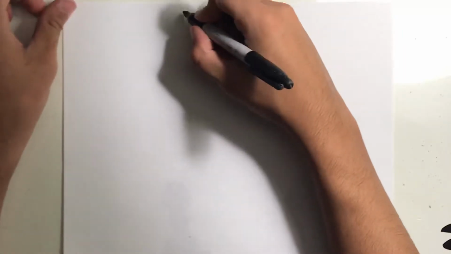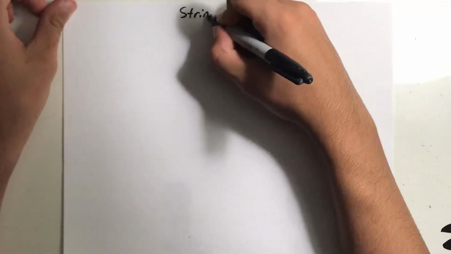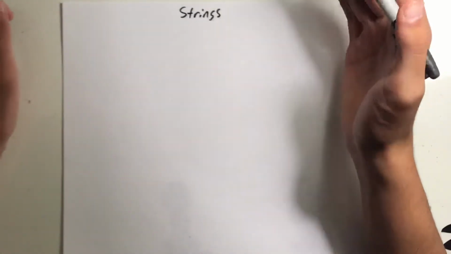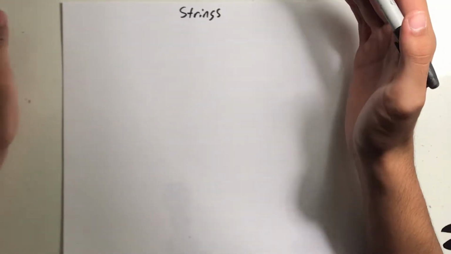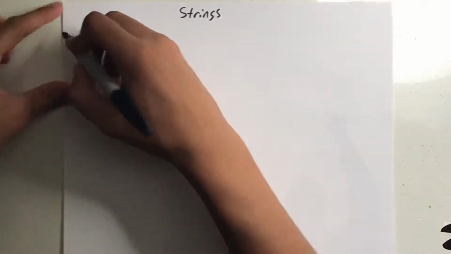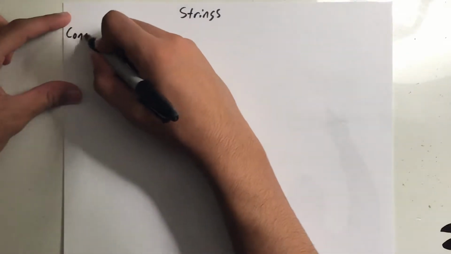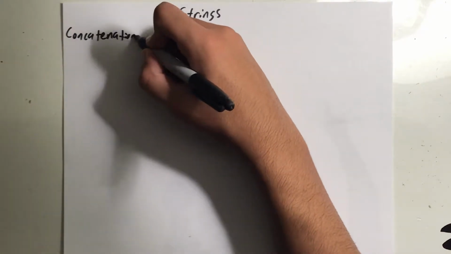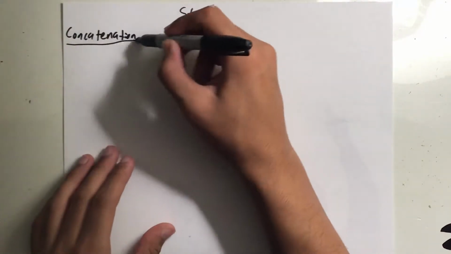Let me title this first. Strings. Now, strings are used to store things in quotes. And the first thing I'll go over is concatenation. I know I already mentioned this in an earlier video, but I'll do it again.